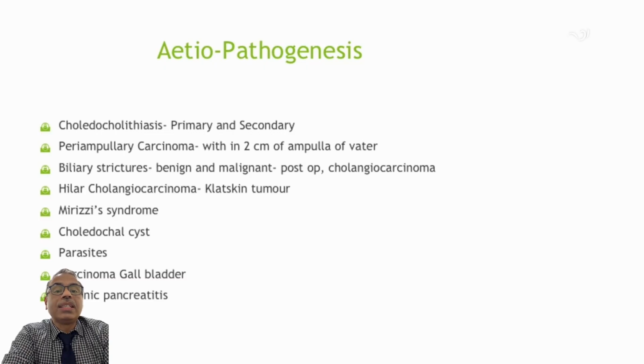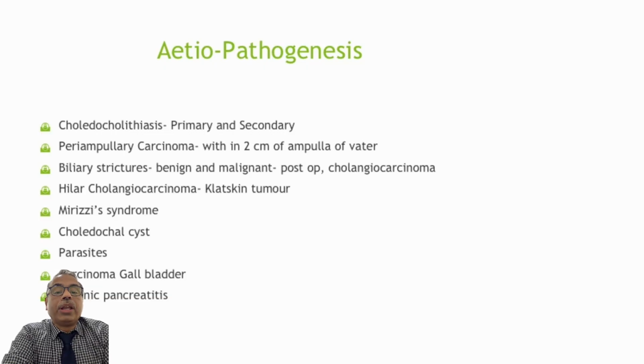The word secondary means they come from gallbladder. That means they are already present in the gallbladder, and from gallbladder they migrate into the common bile duct. And these secondary CBD stones are more common and one of the important and most common cause of obstruction of the common bile duct leading to obstructive jaundice.